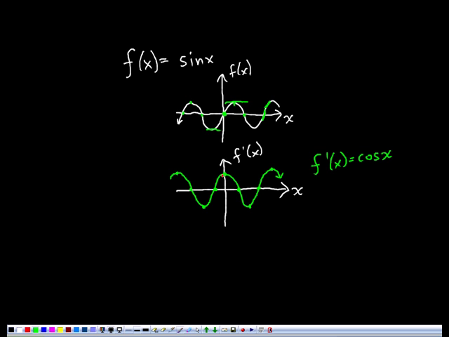Now, I haven't proved it, because I haven't shown you, for example, that the derivative here is actually 1. It ends up being 1, and I'm just going to have you take my word for it at this point. But through the graph, we can see that the graph of the derivative should indeed look something like cosine of x, and that ends up being correct.